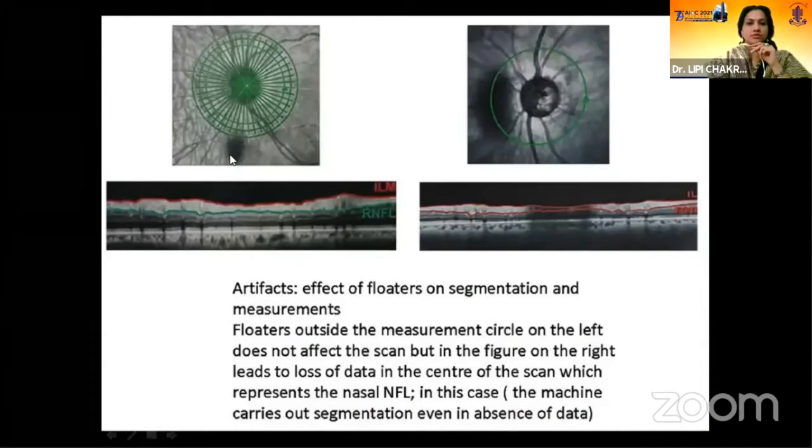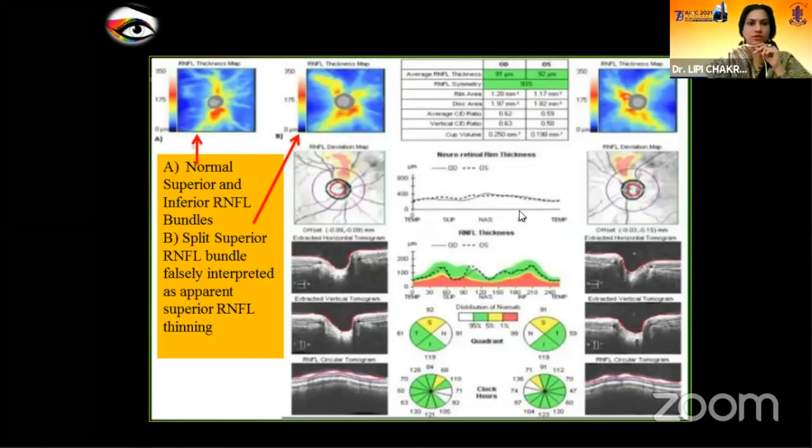Artifacts, effect of floaters. This is the PVD, which is not within the measuring circle. So this is not affecting the OCT. This is the Heidelberg Spectralis OCT. When this PVD, vitreous floater, goes and sits on the disc, then it affects the center of the scan. There is loss of data, which represents the nasal NFL. So we need to be careful in case of PVDs.